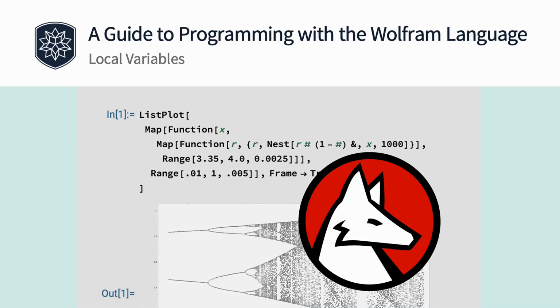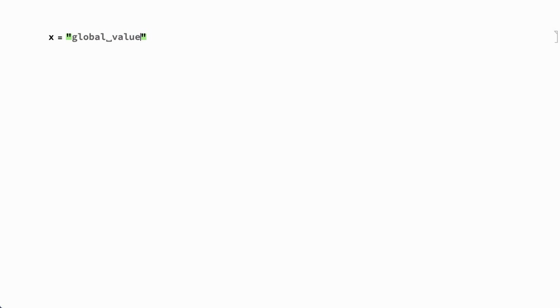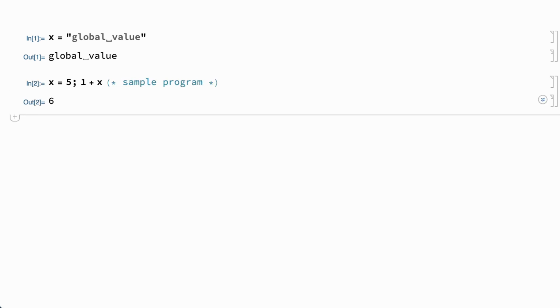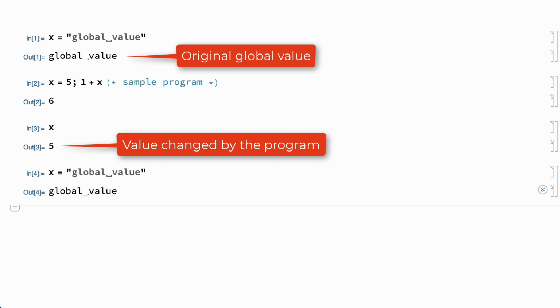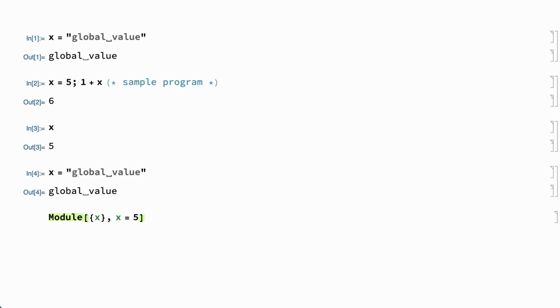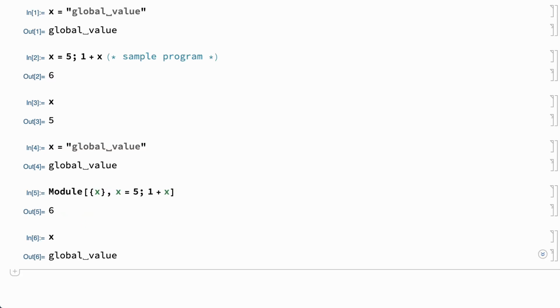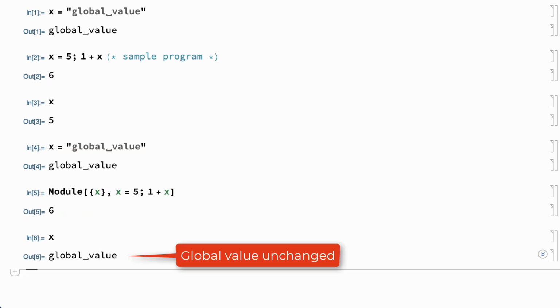The basic purpose of localizing variables is to prevent conflicts between variables in different parts of the system. For example, if a variable x is assigned a global value and then a program is entered that assigns a different value, in the absence of any localization, evaluation of that program changes the global value of x. This effect can be prevented by enclosing that short program in Module, which localizes the variable so that evaluation of the program leaves the global value unchanged.